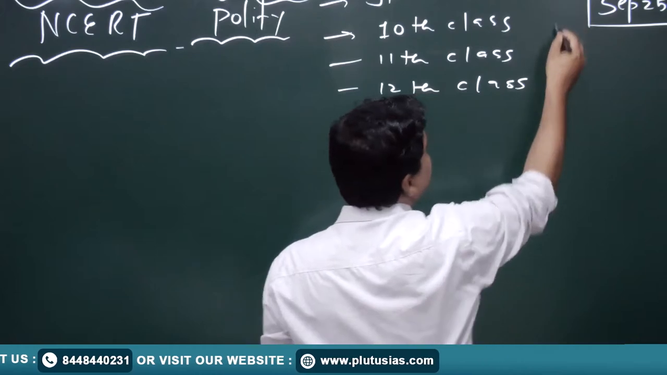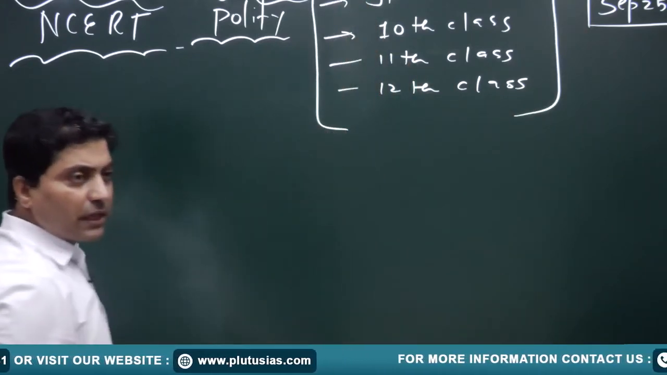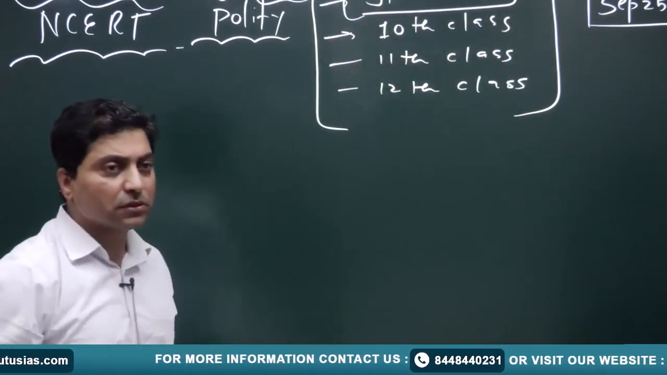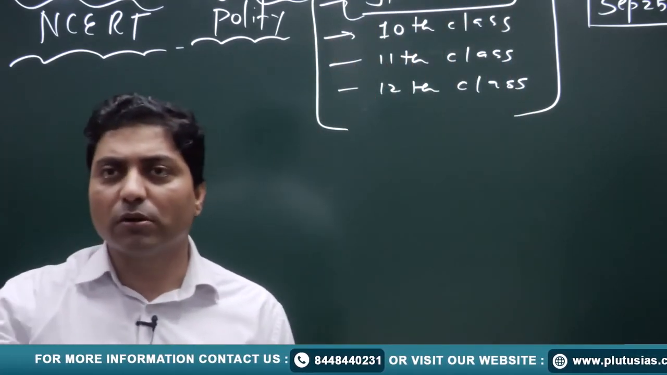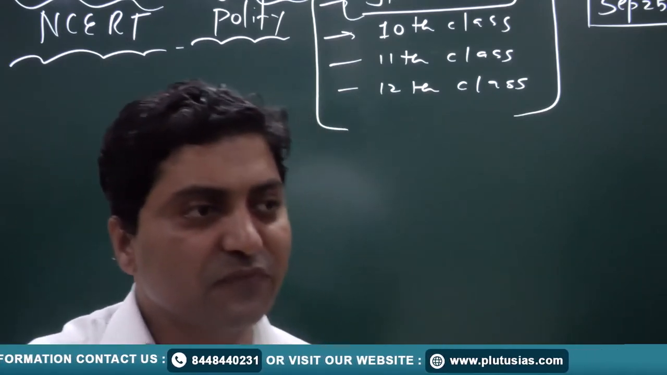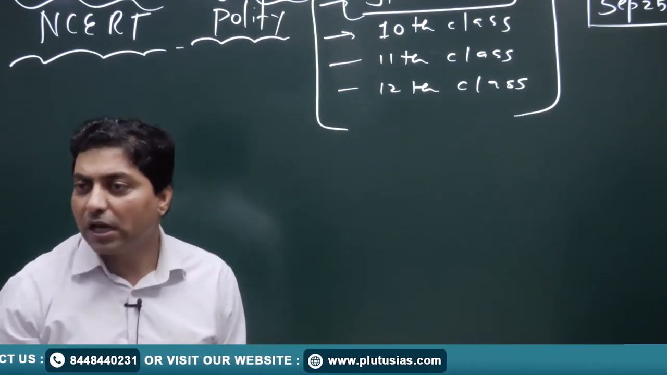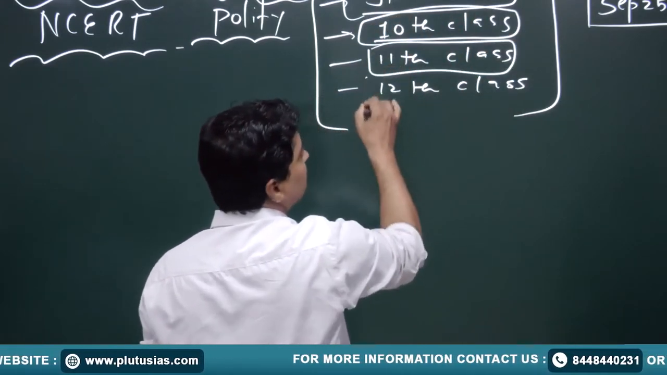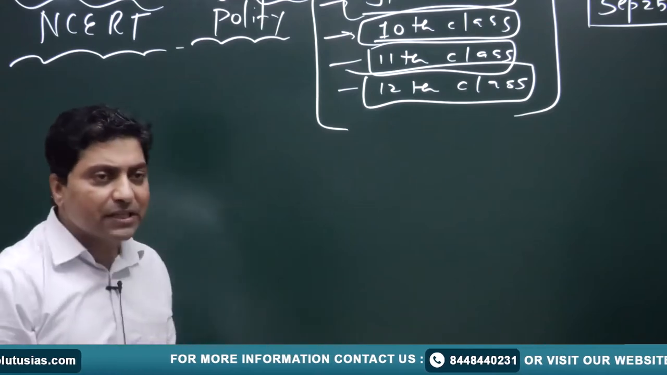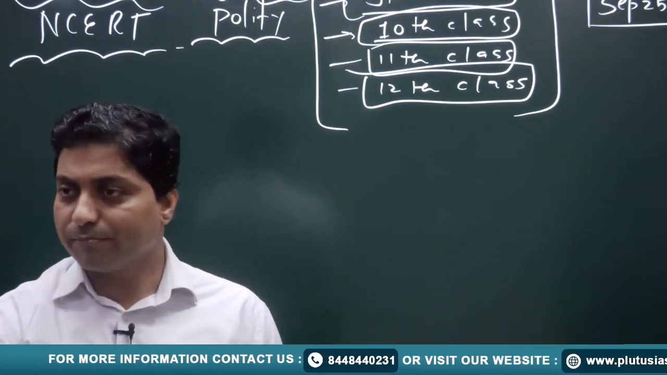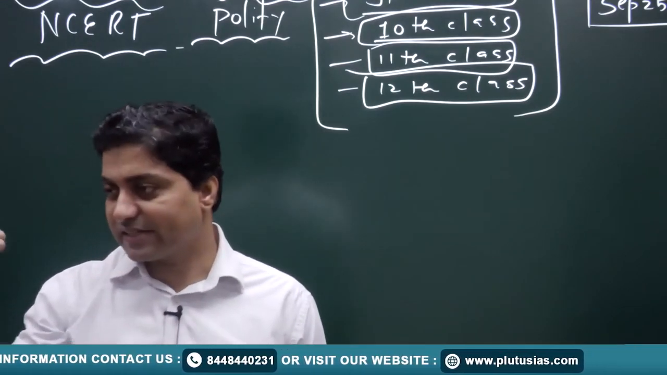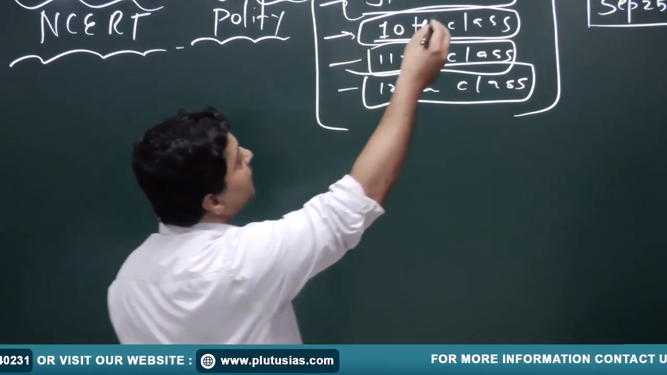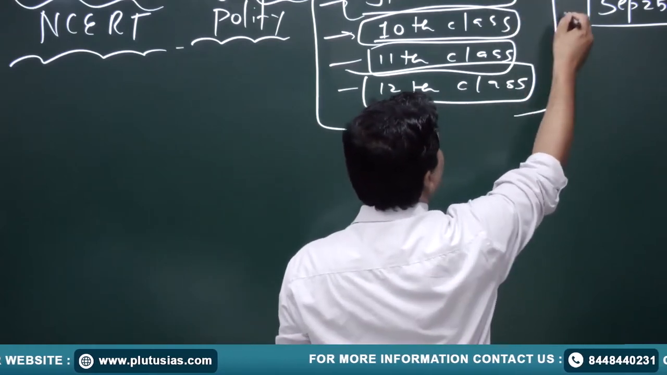Now, there are two ways to proceed. One is to just take the ninth class book and proceed: finish the ninth class first, then jump to the 10th class, then the 11th class, and after the 11th, you finish the 12th class. But there are some advantages and some disadvantages to this approach. Many topics that are covered in the 9th class are also covered in the 11th class.